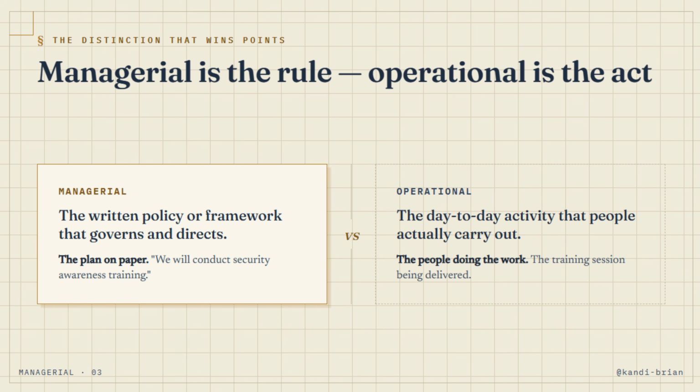Think of it this way. The policy that says we will conduct security awareness training is managerial because it is the documented requirement. The actual delivery of that training session, the people sitting in the room doing it, that is operational. The policy is the plan. The operation is the people doing the work. Managerial is the rule on paper. Operational is the human activity in motion.